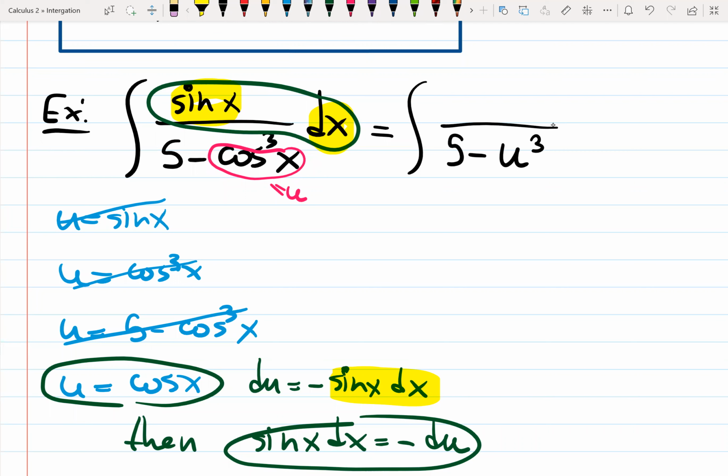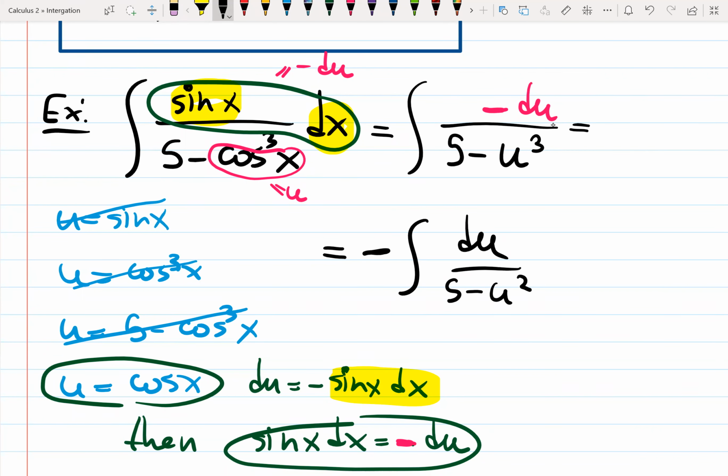Now, derivative of that is minus sine. We've solved for minus sine. So sine x dx is a perfect minus du. Nobody writes the minus in the numerator. So either you put minus one or you put minus du at the top, which is also not very nice. People usually put minus one. The integral becomes, you can put minus outside, du over 5 minus u cubed, like so.